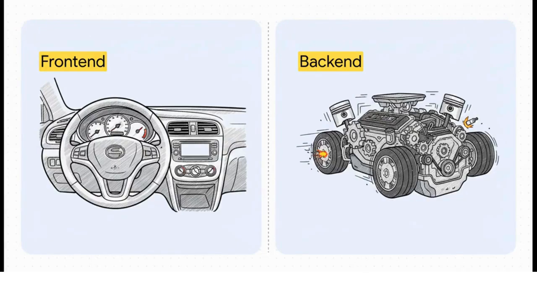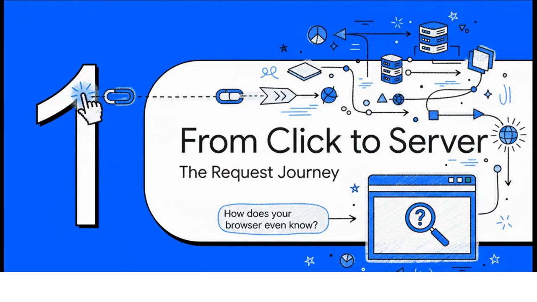So let's get our terms straight. You've probably heard of front end and back end. The front end is everything you can see and touch. The buttons, the text, the images. It's like the dashboard of a car. But the back end? That's the engine. It's the whole system under the hood that does all the real work, the heavy lifting, to make the car actually go. Okay, so let's start that journey.